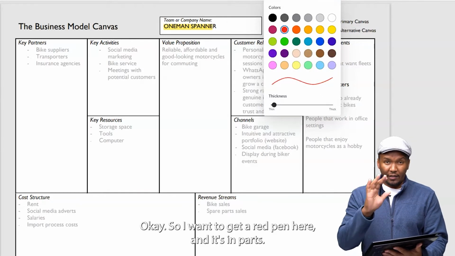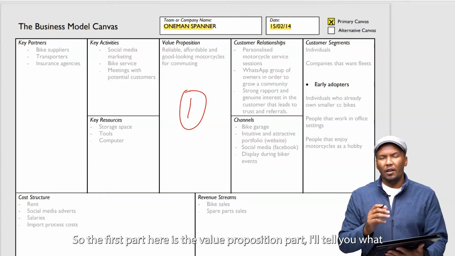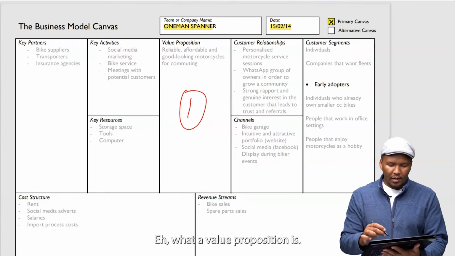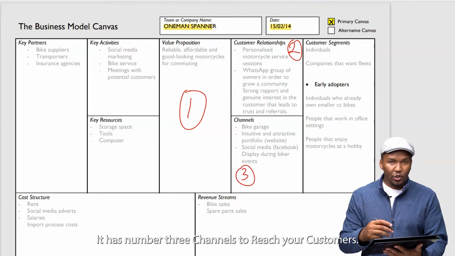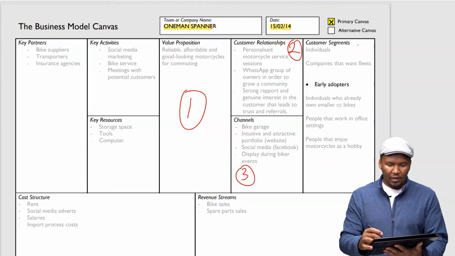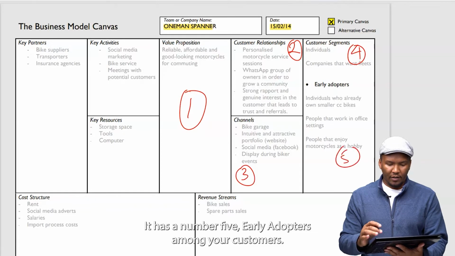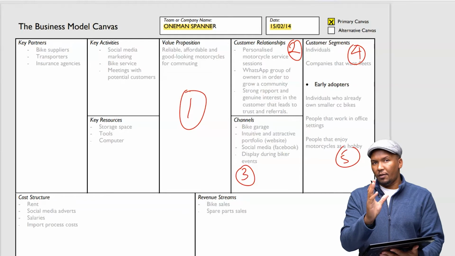And it's in parts. So the first part here is the value proposition part. I'll tell you what a value proposition is. And then it has a number 2 here, customer relationships. It has number 3, channels to reach your customers. It has a number 4, customer segments. It has a number 5, early adopters among your customers. I'll tell you what each of these things mean.